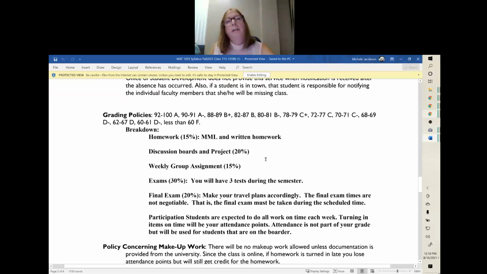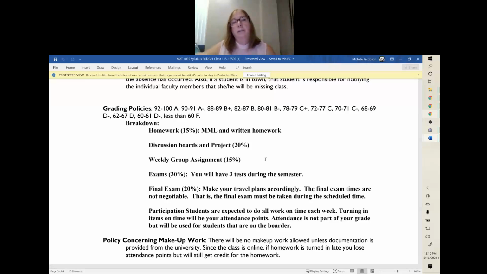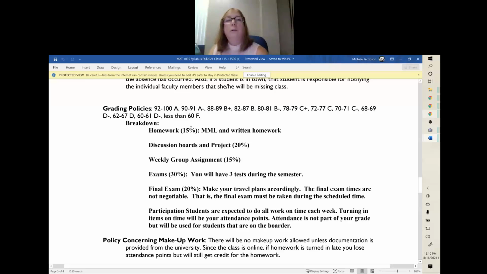The grading policy. 92 and this is the school standard, 92 and above is an A, 90 to 91 is an A minus, and so on. Right here. But I do grade on a weighted scale. I don't go by points.